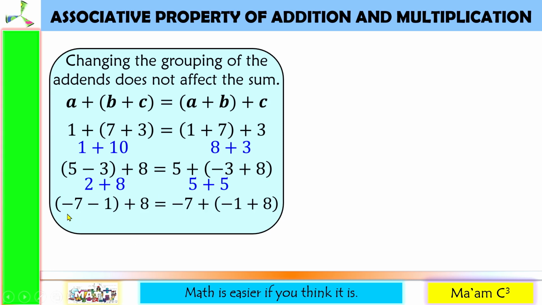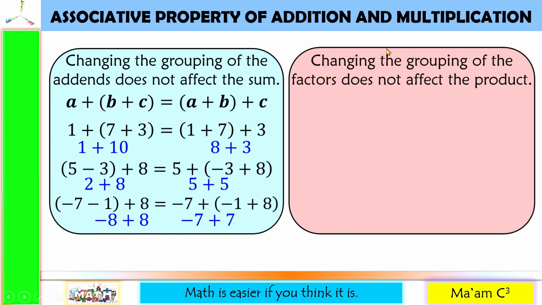Last one, quantity negative 7 minus 1 plus 8 is equal to negative 7 plus the quantity negative 1 plus 8. Negative 7 minus 1 is negative 8, so this will become negative 8 plus 8. Negative 1 plus 8 is equal to 7. So this will become negative 7 plus 7. Negative 8 plus 8 is 0. Negative 7 plus 7 is also 0.